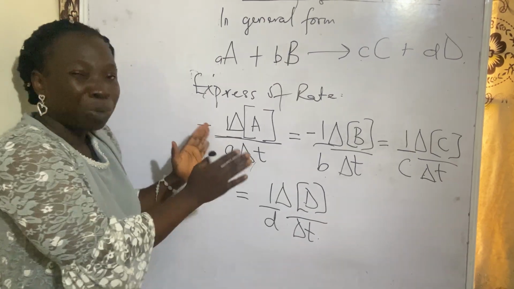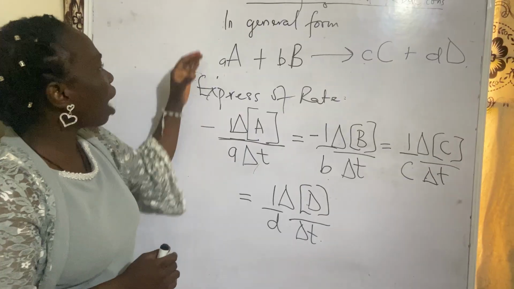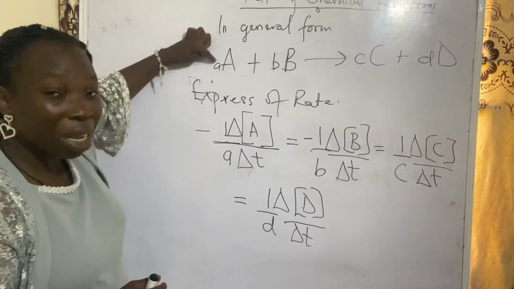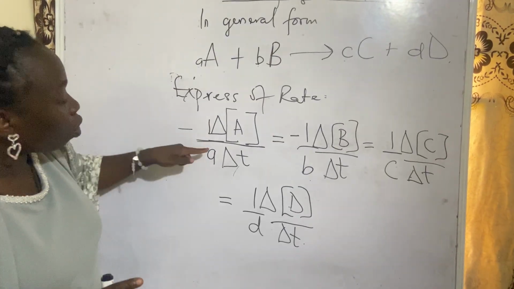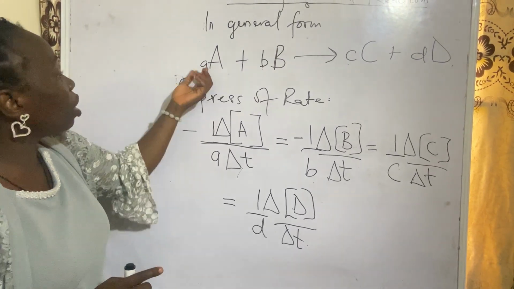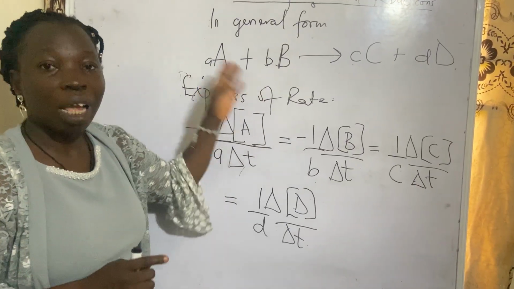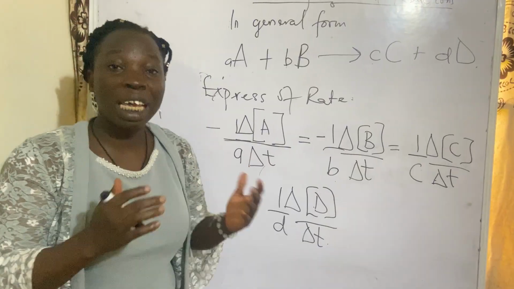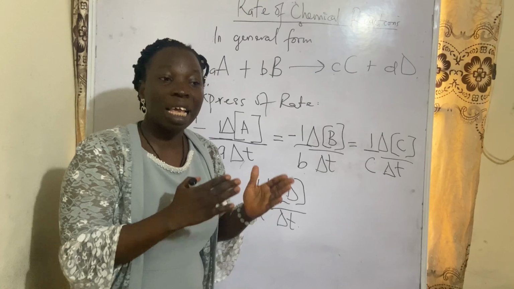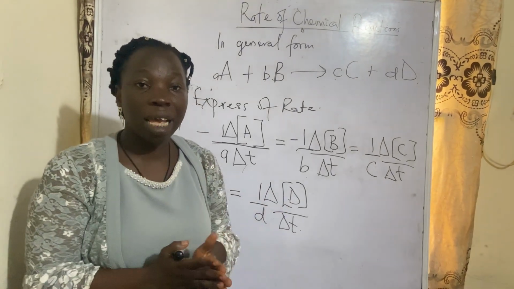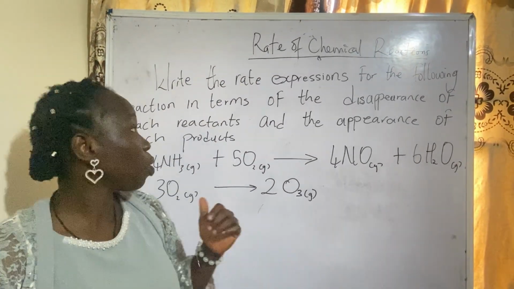So this is how we express rates of chemical reaction. And how do you express it? We considered your stoichiometry, and your stoichiometry should be 1 all over A. So if you have 2 here, it will become 1 all over 2. If you have 3 here, 1 all over 3, and so on and so forth. So we are going to be taking calculations on this and see how we can relate this rate expression to our calculated values. Taking example on how to express rate of chemical reaction.